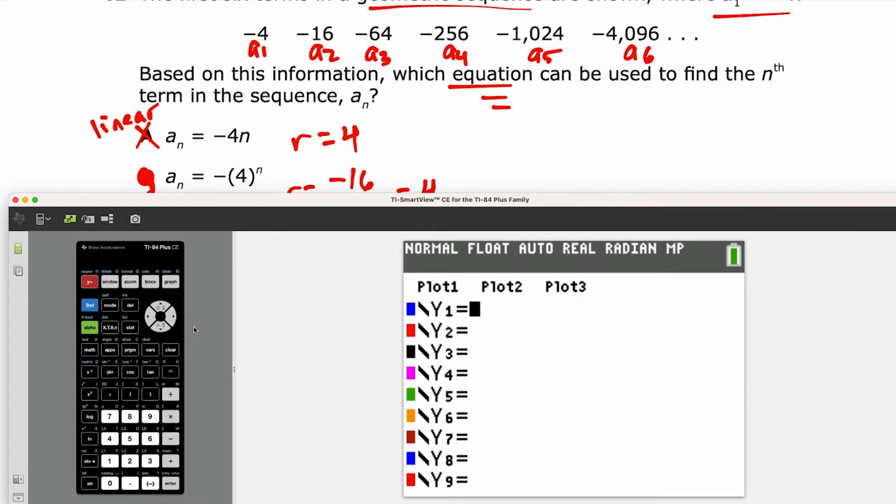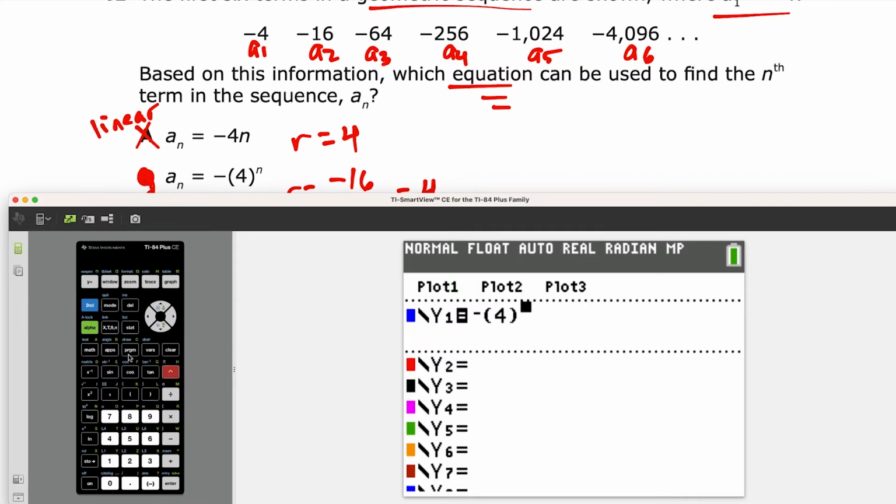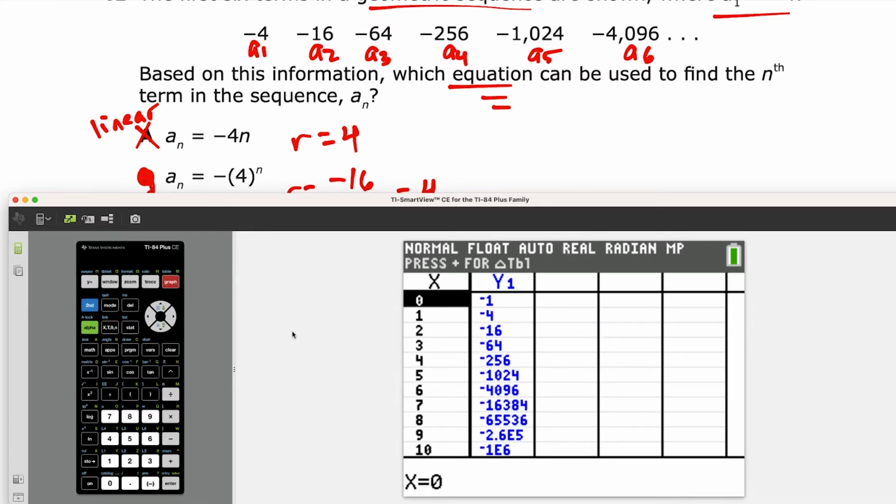Now, if we want to be 100% sure here, let's type this in exactly as we see it with the parentheses in place. So we have negative and then 4, and instead of n, I'm going to use to the x power like this. And I'm going to press second graph and go to the table, and notice that a sub 1, so this corresponds to x equals 1, is -4. And then we get all the values here, -16, -64, -256, and so on.